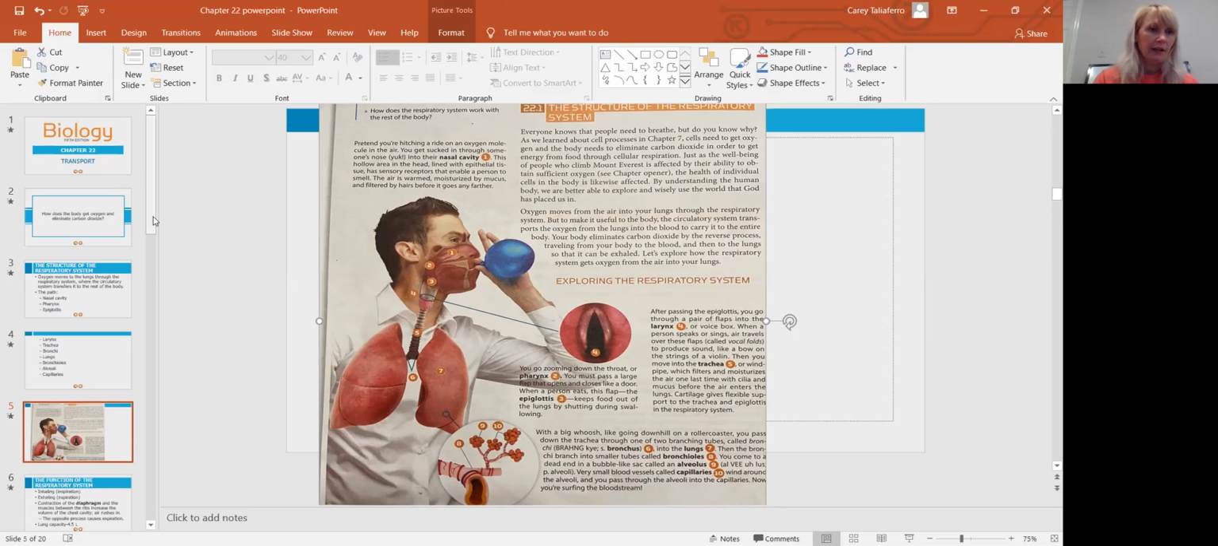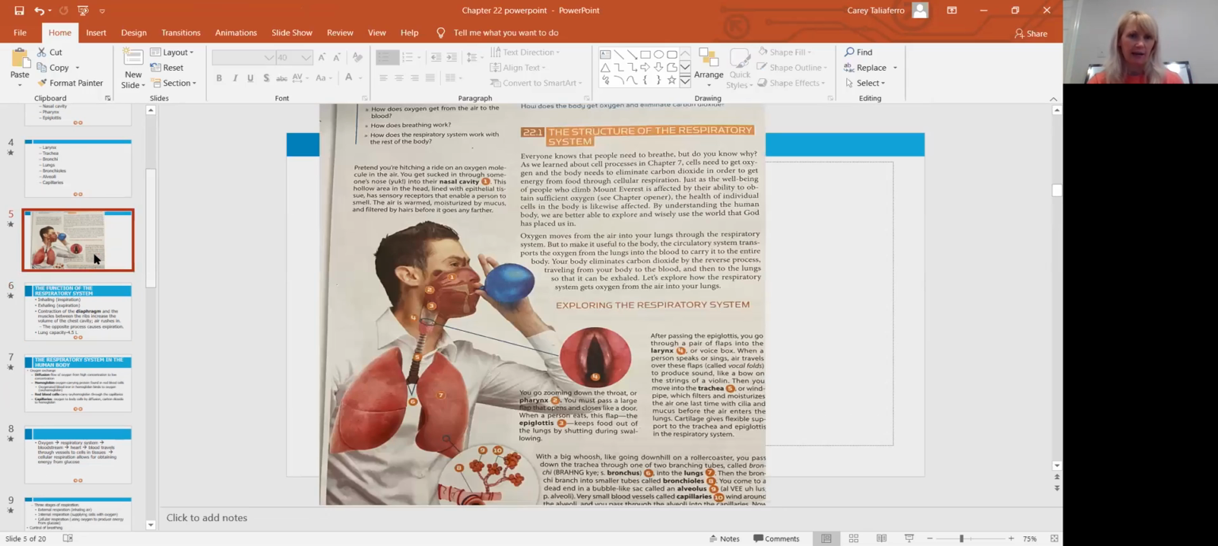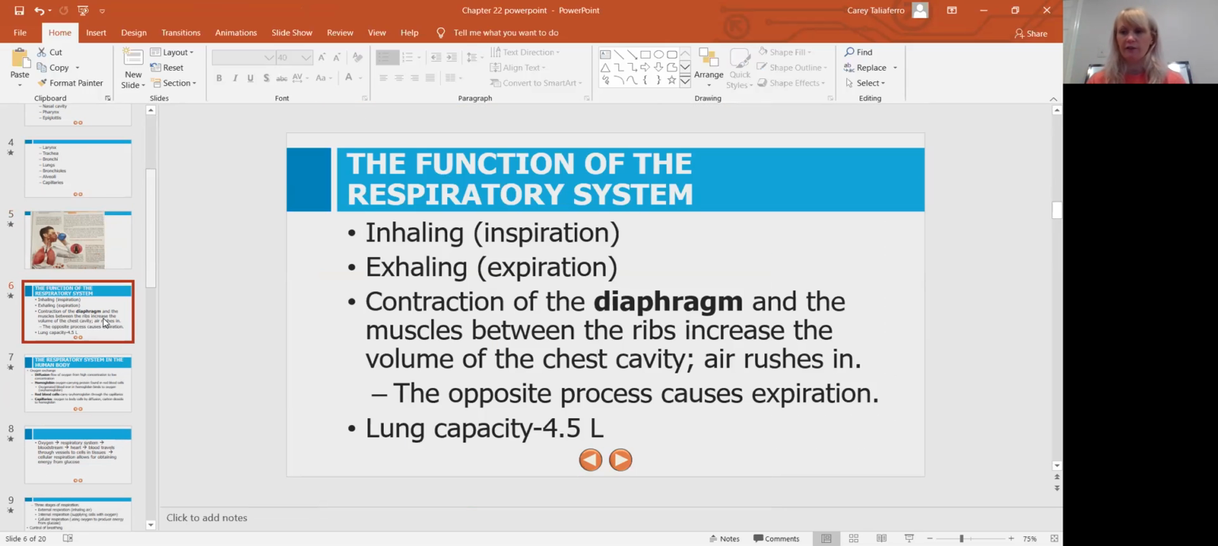Okay, then there's a little bit of function that we need to talk about. So this was mostly the anatomy, and we're not going to go a whole lot into detail of the physiology of this, other than knowing that there's a muscle involved. When you inhale, take in air, that's called inspiration. When you exhale, that's called expiration. And that involves the contraction of the diaphragm.